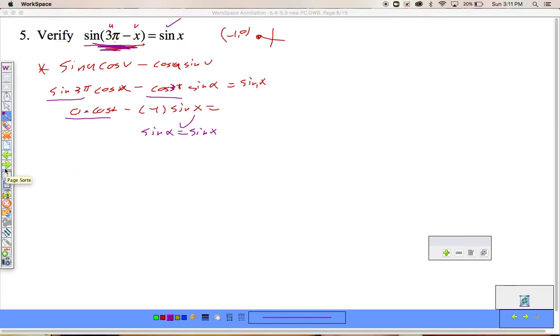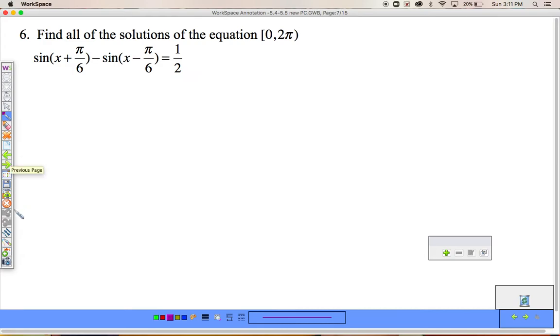All right, the last one we're going to do is we're going to solve on the interval from 0 to 2 pi, counting 0 and going up to 2 pi. So what I see when I look at this problem, hopefully you see it too, is I have two pieces. I have a sum formula, and I got a difference problem that need to be subtracted. So I'm going to have to expand both of these pieces and subtract them.